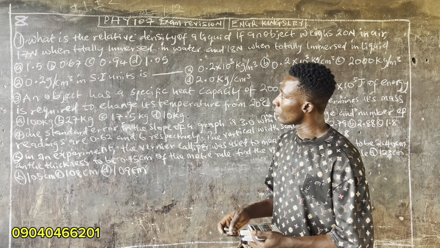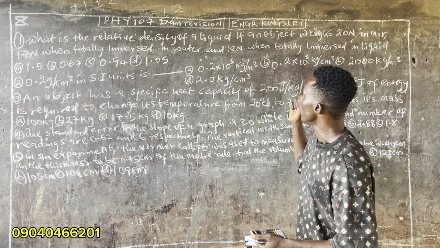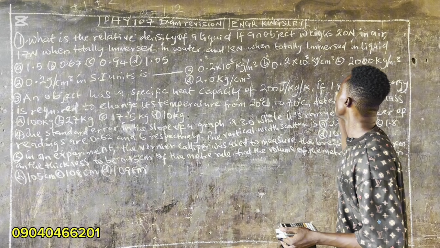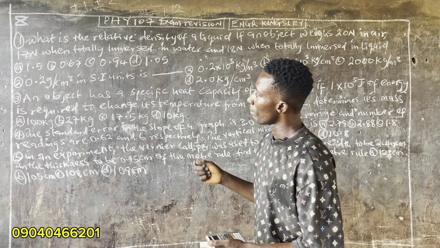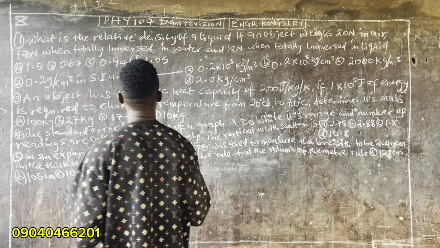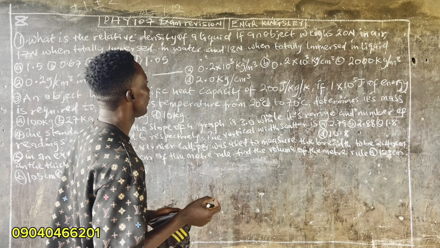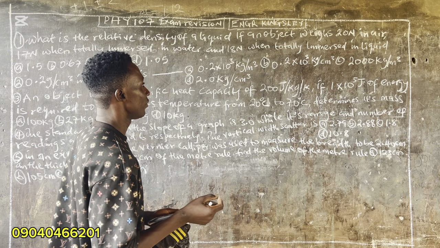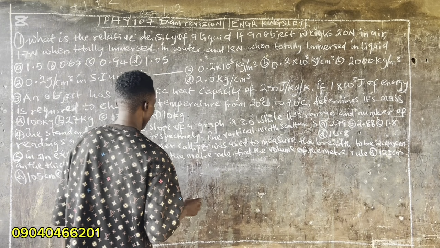Okay, let's go back to the first question. I said, what is the relative density of a liquid if an object weighs 20 Newton in air, 17 when totally immersed in water, and 18 Newton when totally immersed in liquid? Okay, the first thing is to list out your parameters.